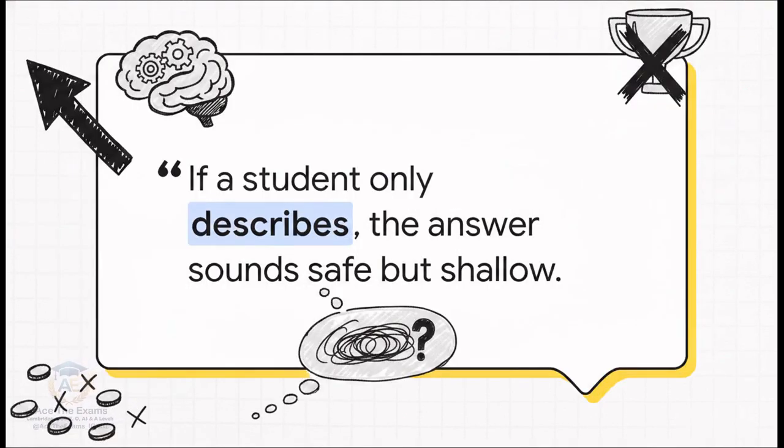The source material actually warns us directly about this. It says, if a student only describes, the answer sounds safe but shallow. Seriously, if you jump straight into explaining something without clearly naming the concept first, or if you just casually describe it, you're literally leaving marks on the table. The examiner will just look at it and assume your response is confused or incomplete.